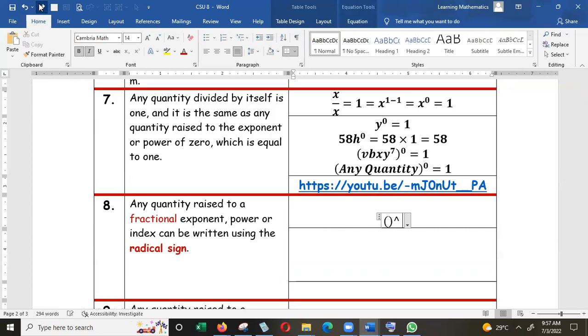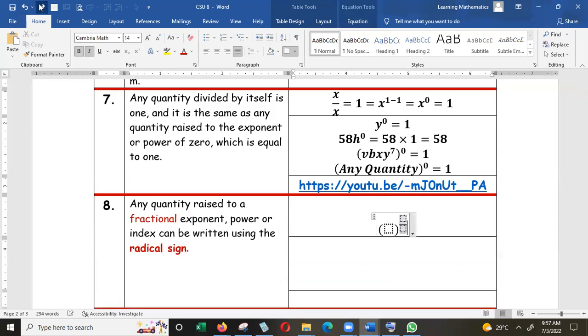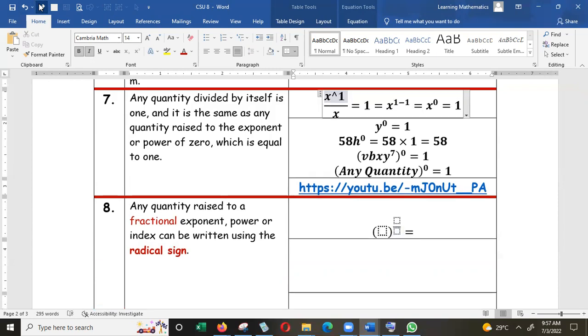So take, for example, let's outline the situation. As you can see, the power here, the exponent here, is a fraction. And as a reminder, if you don't see an exponent or power, then it is 1 automatically. You can recall from that example, x divided by itself is 1. And it's 1 minus 1. x raised to the 1 minus 1.